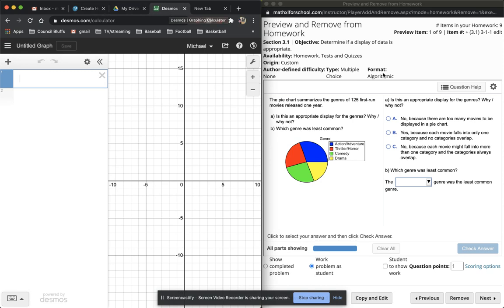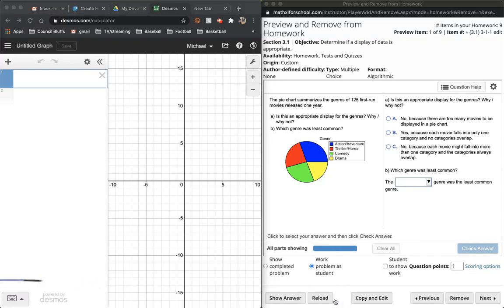The pie chart summarizes the genres of 125 first run movies released one year. Is this an appropriate display for the genres? Why or why not? The genre of a movie is a categorical variable. The genre falls into a category. So, what this question is really asking is, is a pie chart an appropriate display for a categorical variable, for categorical data?